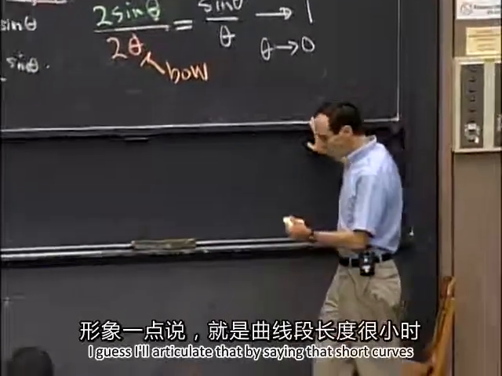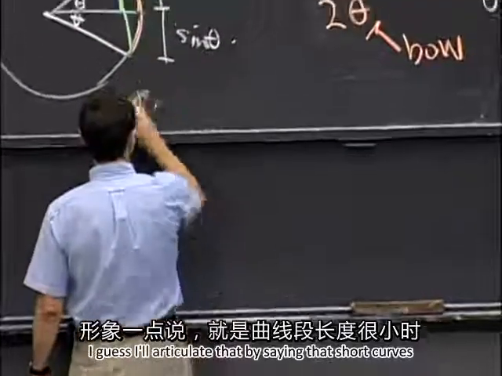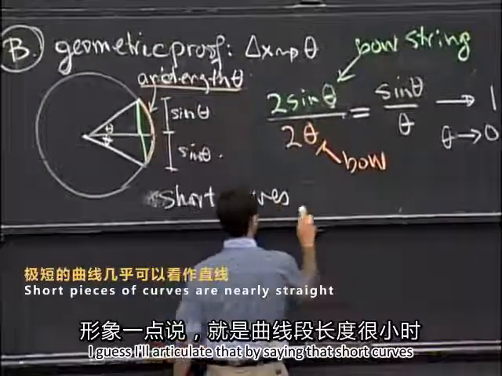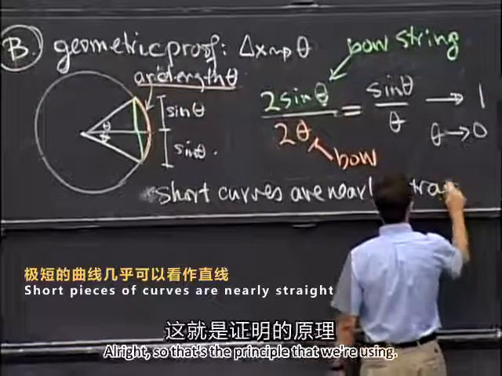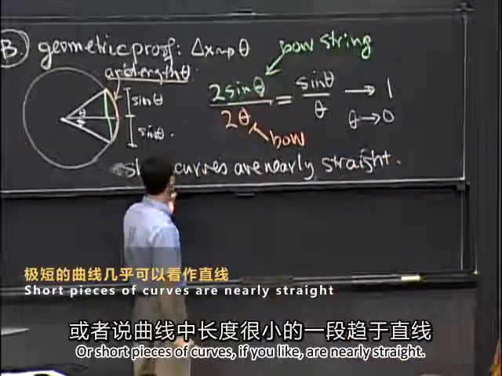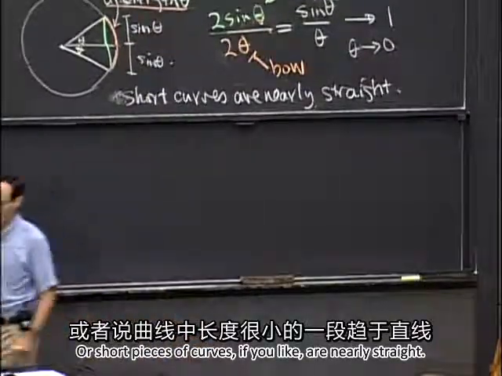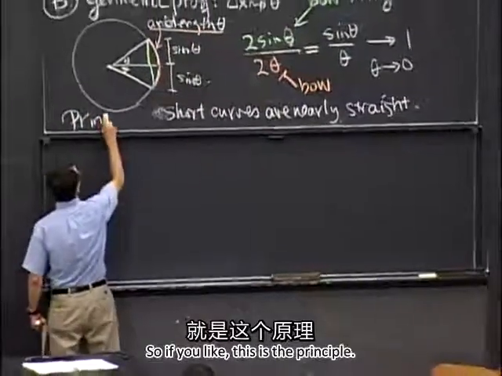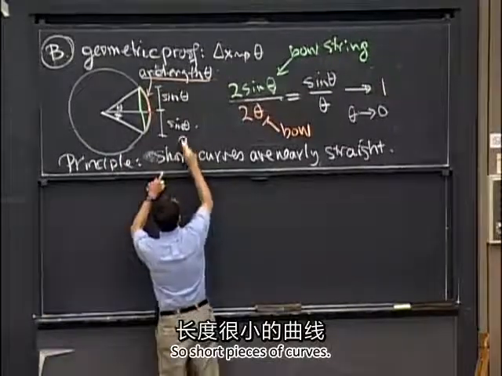I guess I'll articulate that by saying that short curves are nearly straight. All right, so that's the principle that we're using, or short pieces of curves, if you like, are nearly straight. So if you like, this is the principle. So short pieces of curves.